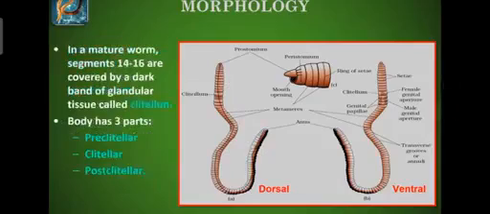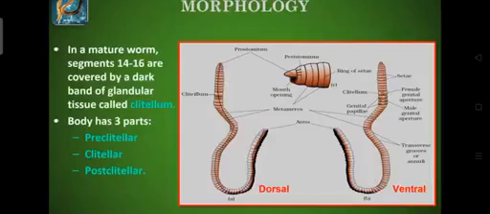In a mature earthworm, segment number 14, 15 and 16 are covered by a dark band of glandular tissue called clitellum. So, segments 14 to 16 appear dark in color because they have the band of glandular tissue, and that band is called clitellum. In both the pictures you can see the 14, 15, 16 segments. They are dark in appearance and it is called clitellum.